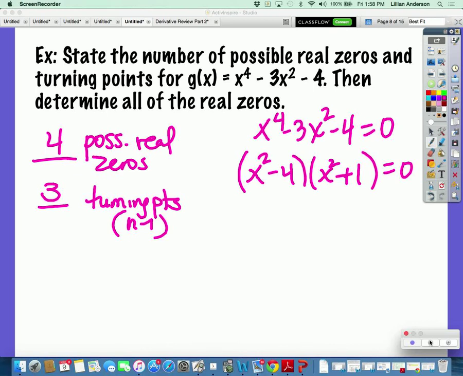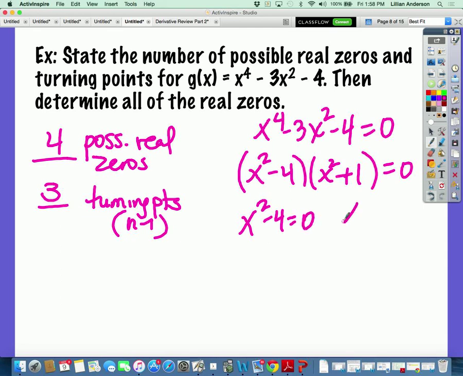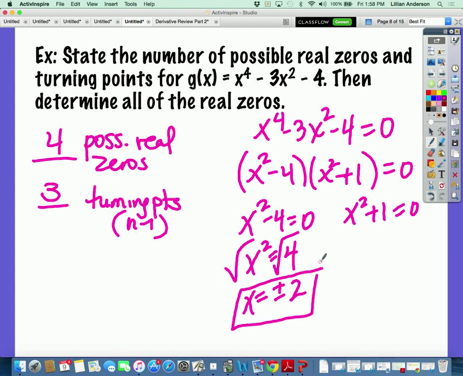So, then we continue to solve it like normal. We set both equal to 0. And solve. Add 4. Then what? And whenever you square root an equation, you always get plus or minus. So there are 2 of your zeros, +2 and -2. Over here, we have to subtract 1, and then what?